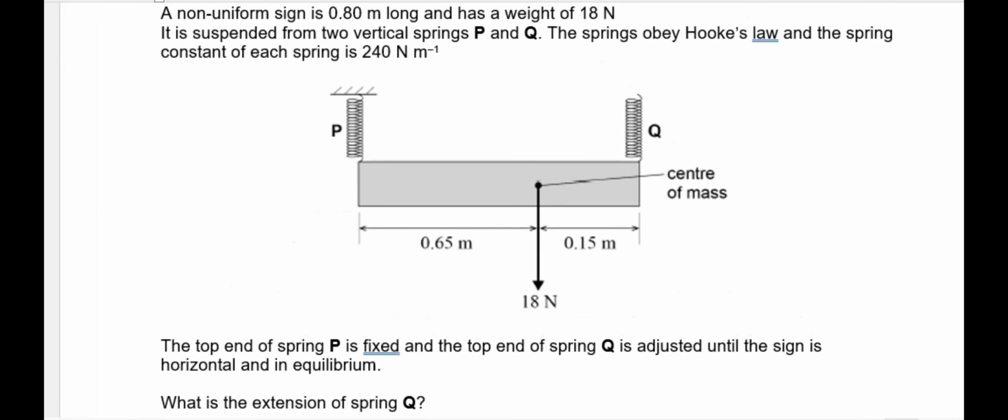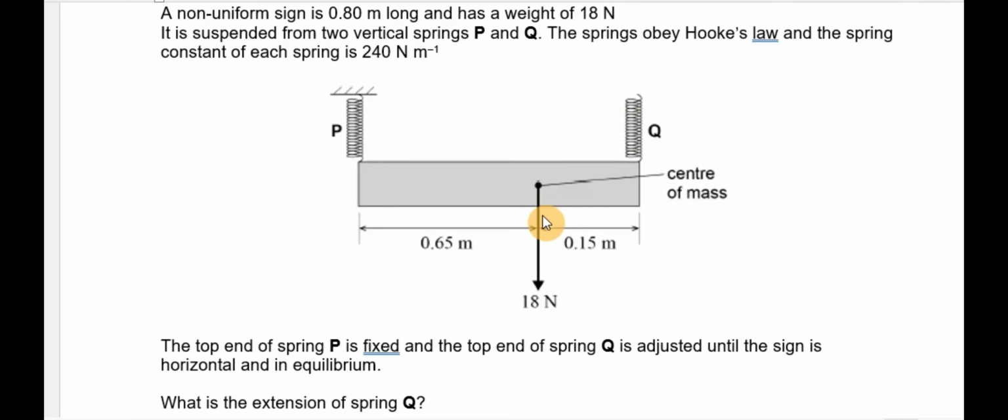So I have a non-uniform sine is 0.8 meters long and has a weight of 18 newtons. It's suspended by two vertical springs P and Q. The springs obey Hooke's law, and the spring constant for each spring is 240 newtons per meter. The top end of spring P is fixed, and the top end of spring Q is adjusted until the sine is horizontal and in equilibrium.